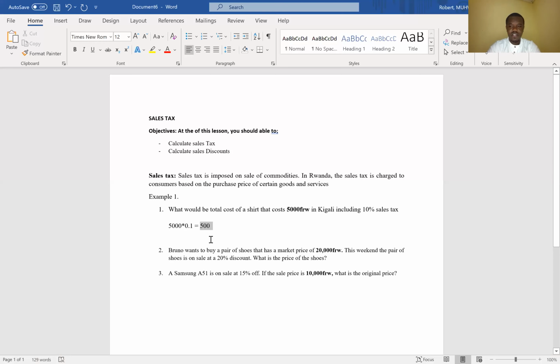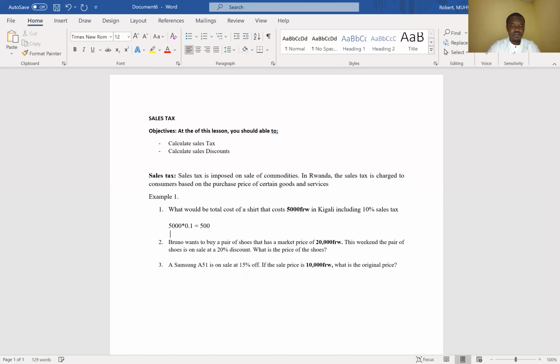This is sales tax. So if you want to know how much I'm going to pay for this shirt, you just take the original price of 5,000 and add the 500, the sales tax. So you're going to pay 5,500 francs for this shirt. If we include 10% sales tax, we are going to pay 5,500 Rwandan francs for this shirt. I hope that is very clear.